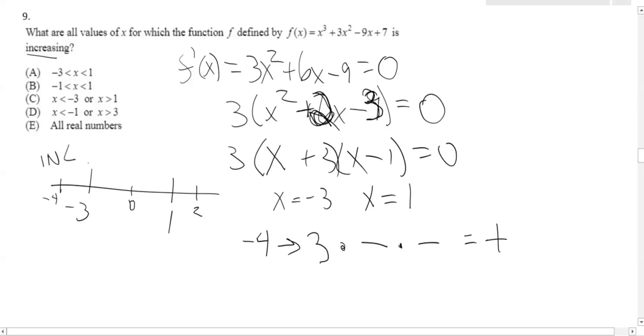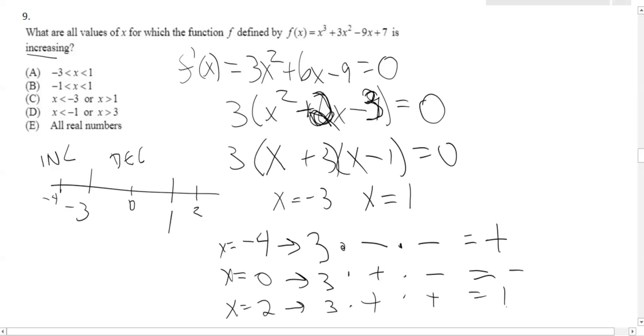so I know it's increasing here. The next interval, when x is 0, I'm going to have 3 times a positive times a negative, which results in a negative. So the derivative is negative from negative 3 to 1. So that means f is going to be decreasing. And then when I plug in 2, I would get 3 times a positive, which is a positive. So f is increasing there. So I know f is going to be increasing when x is less than negative 3 or x is greater than 1, which is choice C here.